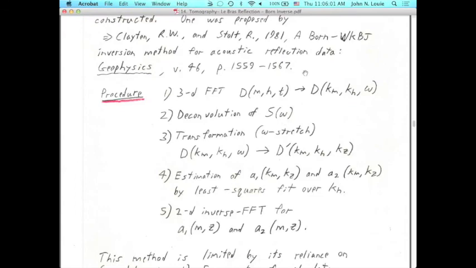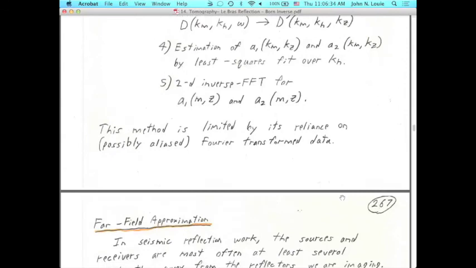What this really did is it set the stage. It showed that you really could do an inversion as a migration. This is basically not much more than a Stolt migration, where instead of summing over the H direction or the KH direction, you're doing these least squares fits to estimate these model space parameters A1 and A2.